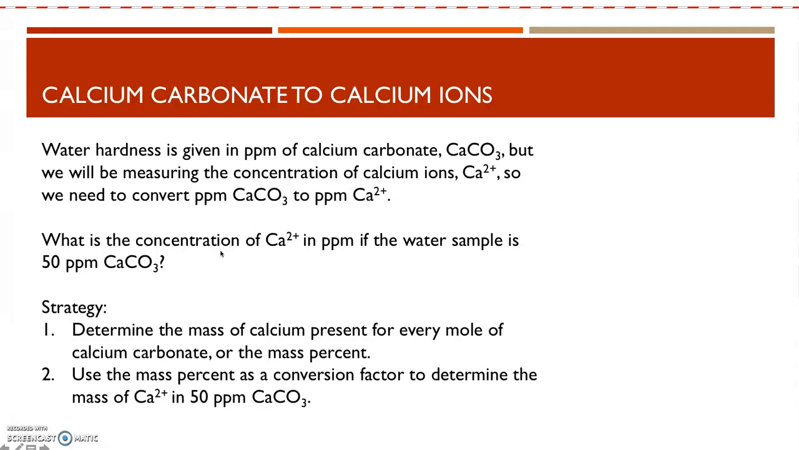And so the question might be, what is the concentration of calcium ions in parts per million if the water sample is 50 parts per million calcium carbonate? Well, first, our strategy here is going to be to determine the mass of calcium present for every mole of calcium carbonate, or the mass percent. And then we're going to use that mass percent as a conversion factor to determine the mass of calcium 2+ in our 50 parts per million calcium carbonate. So to find the mass percent, we have here the mass percent of calcium in calcium carbonate would be the mass of calcium per the mass of calcium carbonate times 100%.